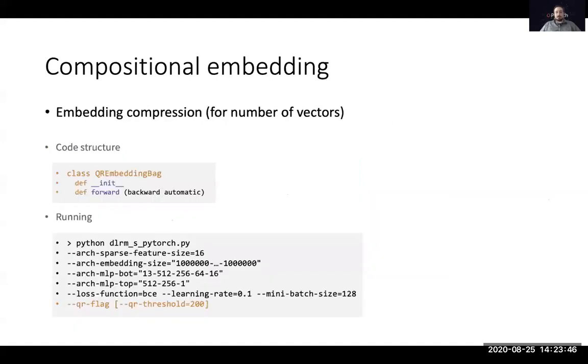Another technique that we have developed, just to illustrate how easy it is to use, we can see in the slide that we implement a class, quotient remainder embedding bag, which has a forward and an init function. In order to use it instead of original embeddings, we only need to add a single flag, a QR flag, and choose a threshold at which it will be applied. If the embedding is too small, it doesn't make sense to split it into two parts, but if it's larger than a certain amount, it will be split automatically for you.